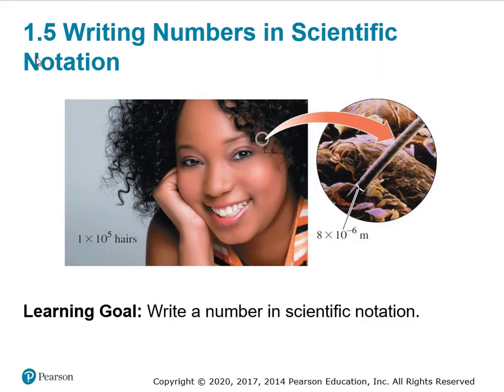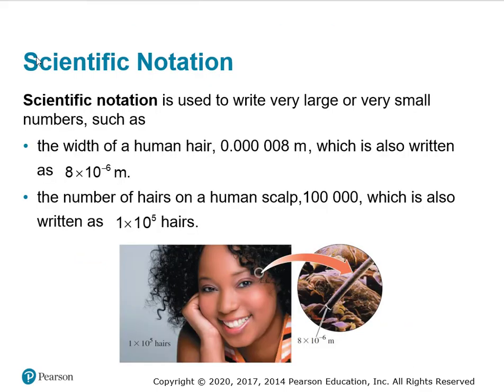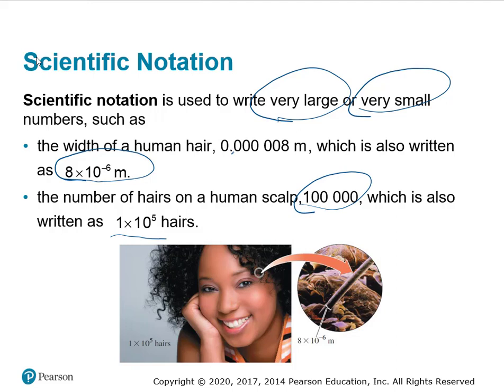Moving on to Chapter 1, Section 5, we're going to write a number in scientific notation. Scientific notation is used to write very large or very small numbers, like the width of a human hair, which is 0.000008 meters. We can also write it as 8 times 10 to the negative 6 meters. Or the number of hairs on a human scalp, which is 100,000. That can be written as 1 times 10 to the 5th hairs.